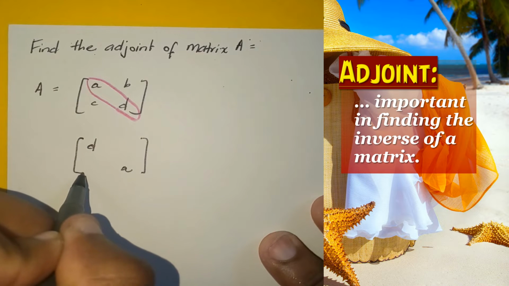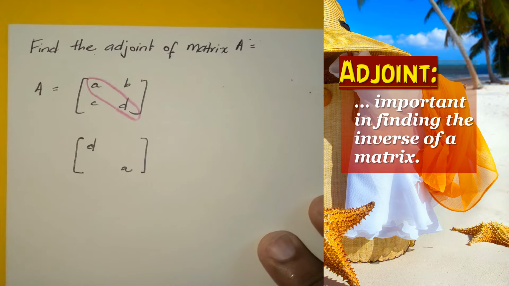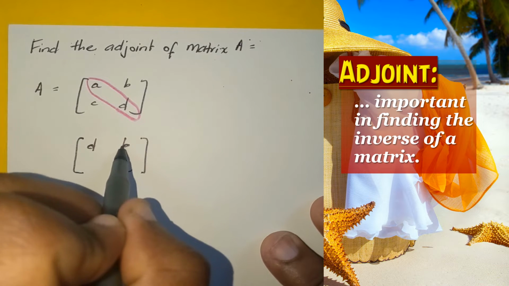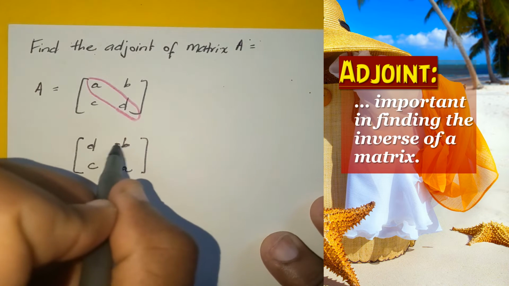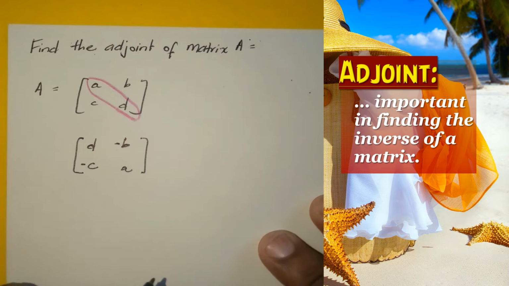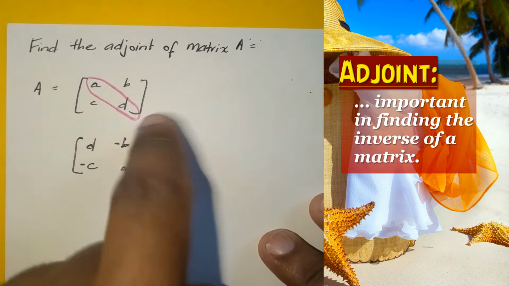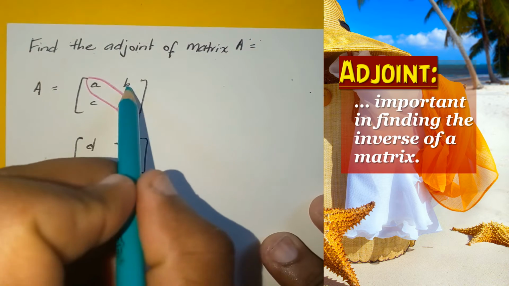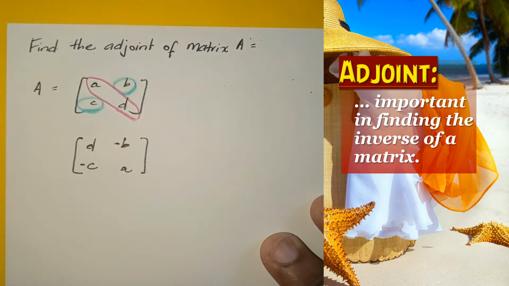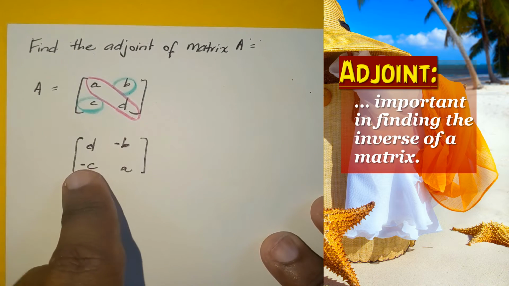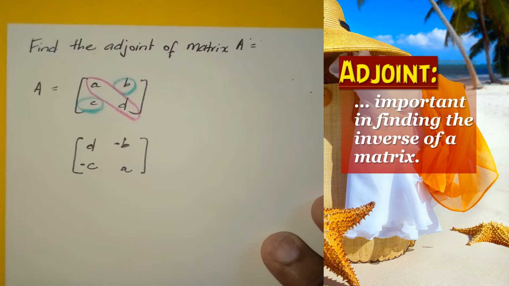You with me so far? So find the leading diagonal and we switch the elements. So A becomes D and D becomes A. Afterwards, we're going to put the elements on the off diagonal and drop a negative sign in front of them. So you find the elements on the off diagonal, which are the elements that are not on the leading diagonal. So that's the B and the C. And you drop a negative sign in front of them. And simply, that's it.